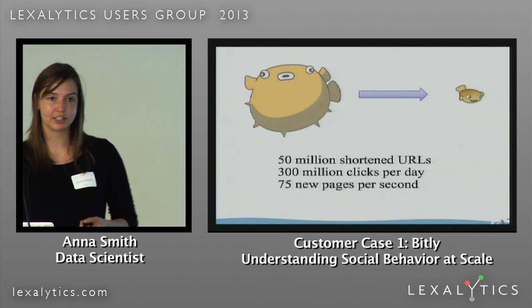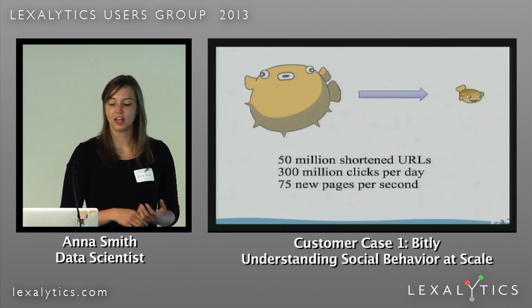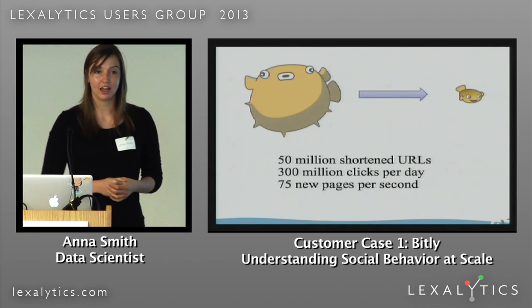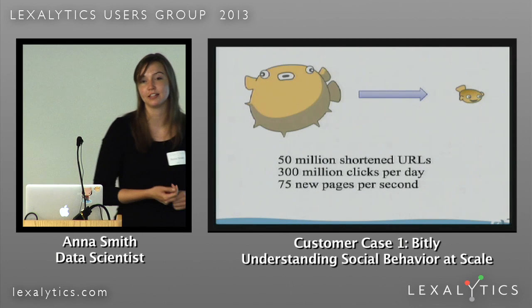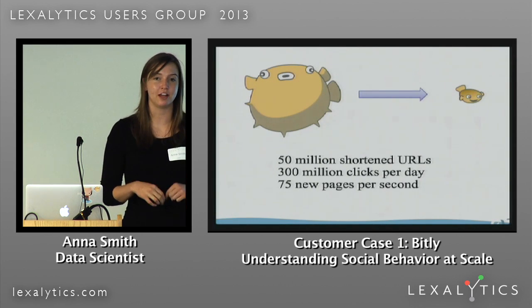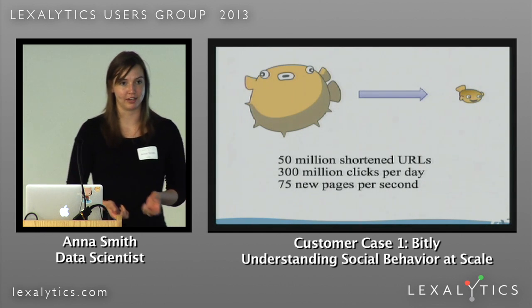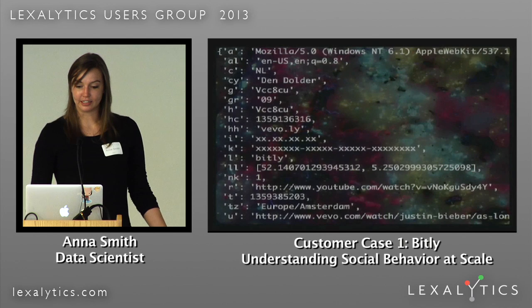This happens a lot. So in a day, we get about 50 million URLs that people are shortening, and they're clicked on 30 million times a day. And at our peak, we see 75 new pages per second. So these are new pages not only to us, but generally to other search engines also, so they haven't been indexed. And that's a lot of data.